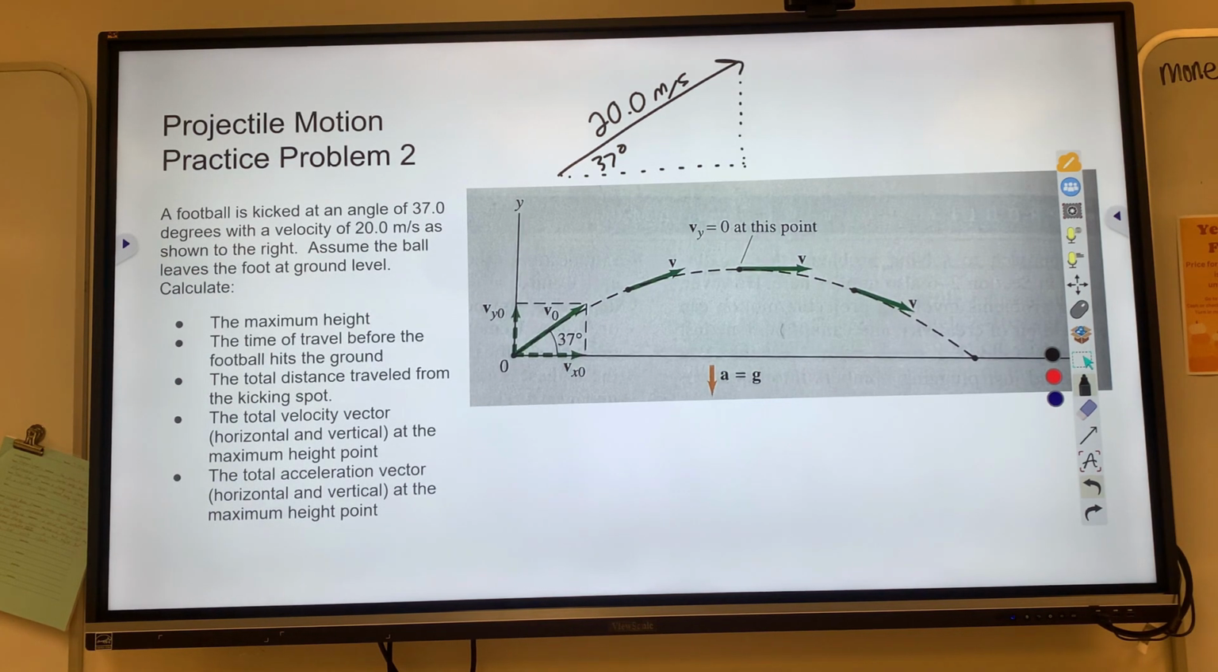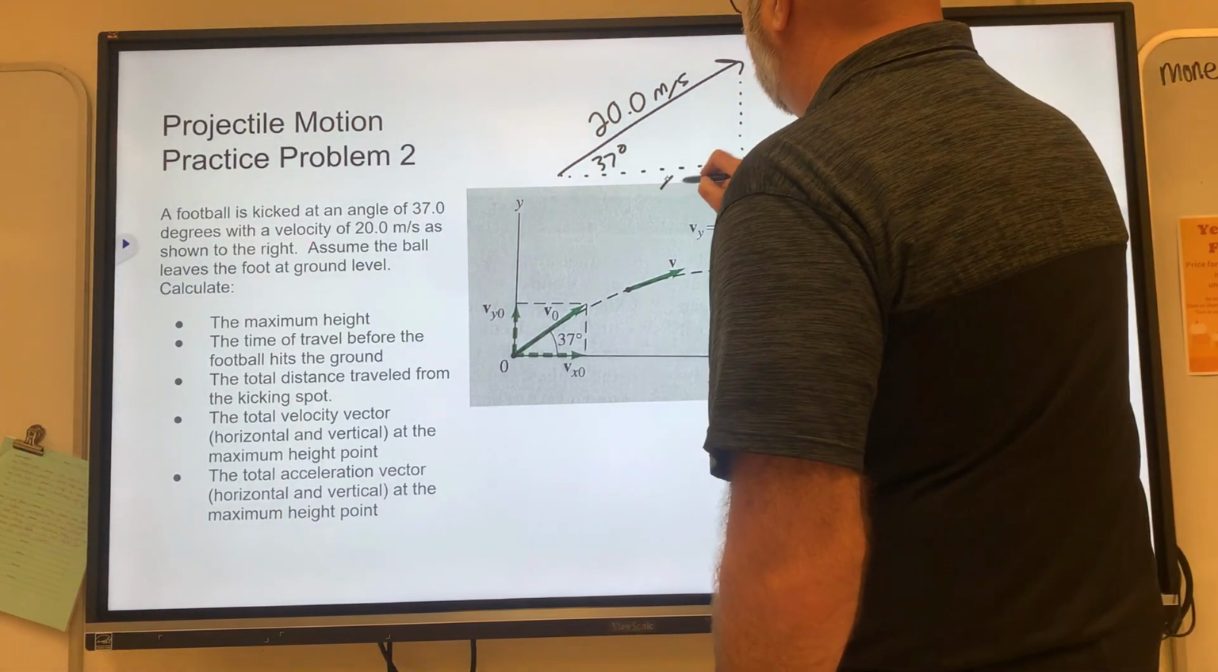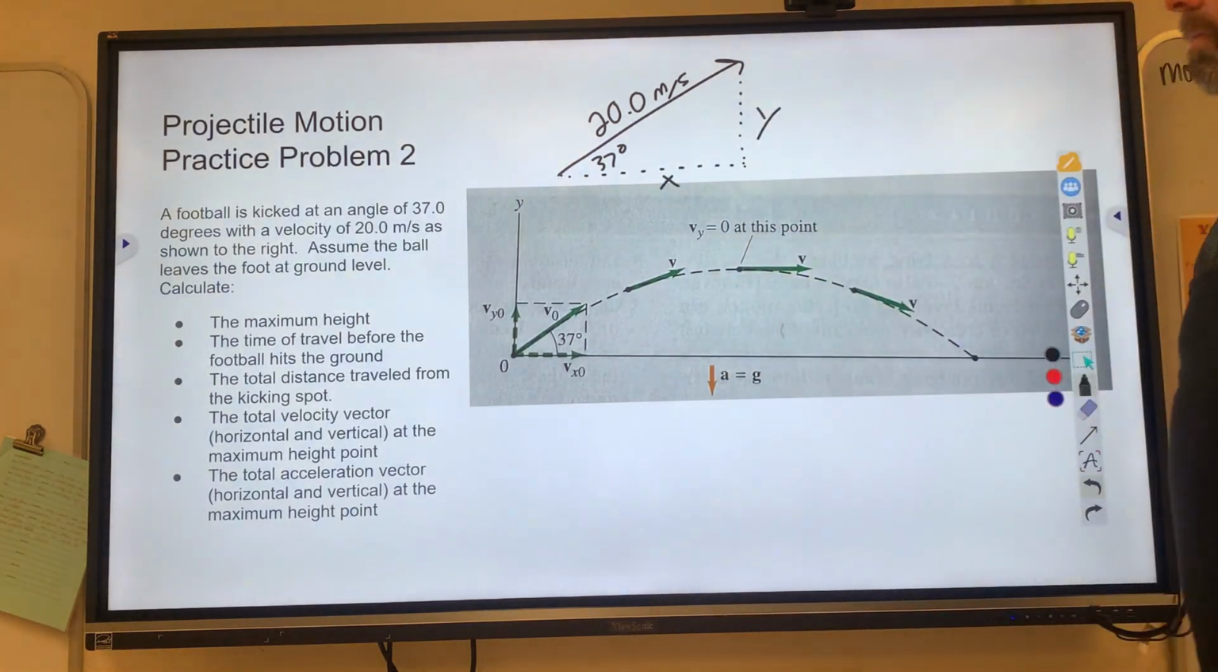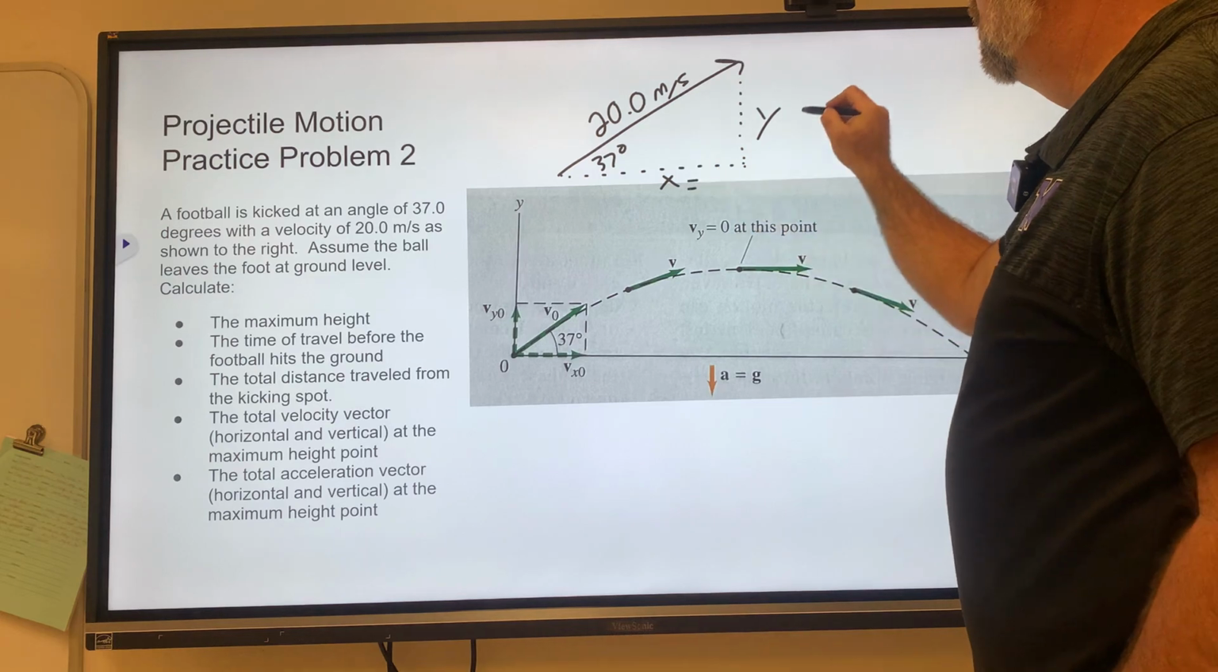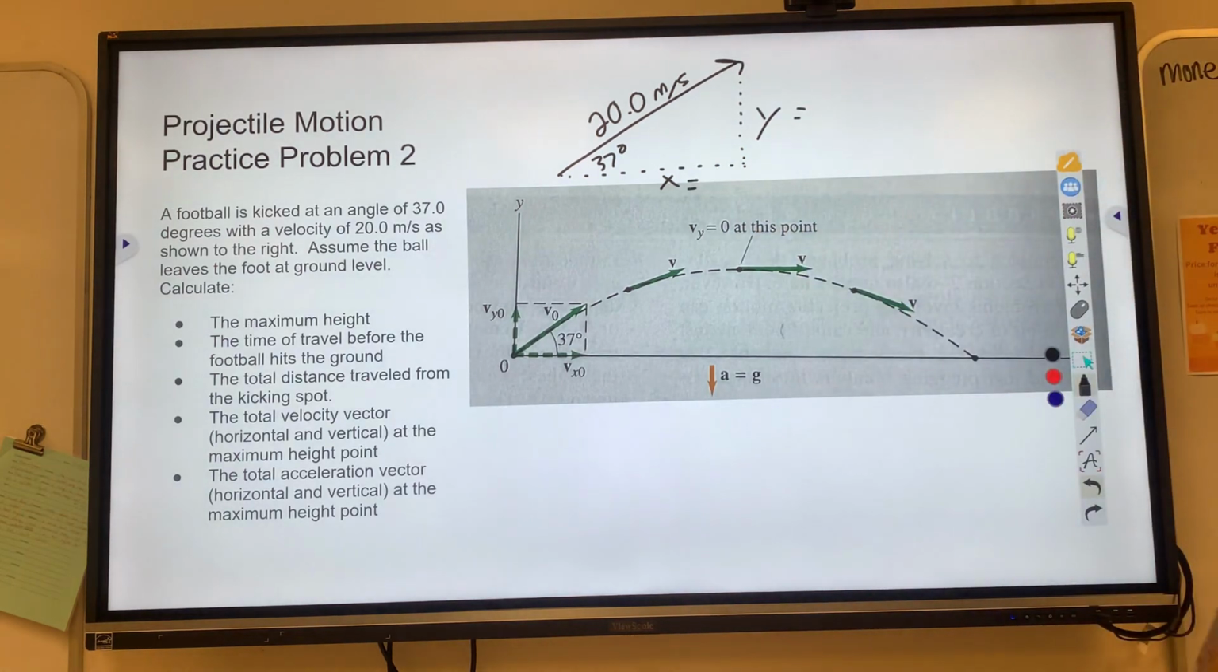Again, here we go. The math here is not hard. We have a hypotenuse, right? We have our angle measurement. We can quickly and easily break this into our x and our y components. For practice, go ahead and do that in your notebooks under where you're starting this problem.